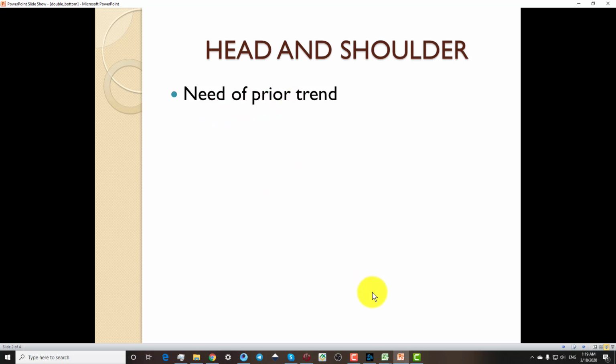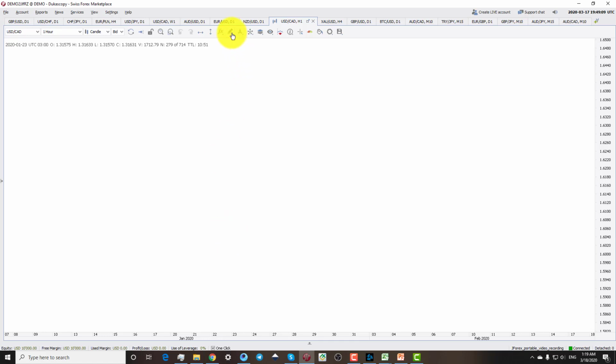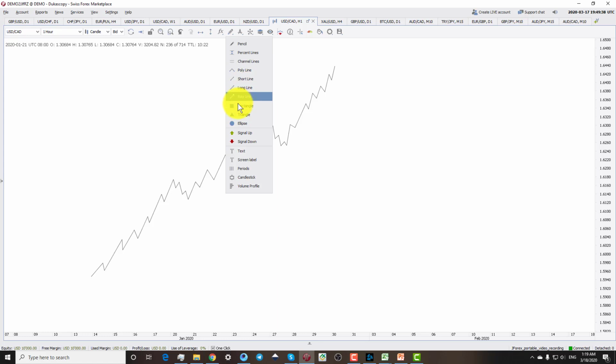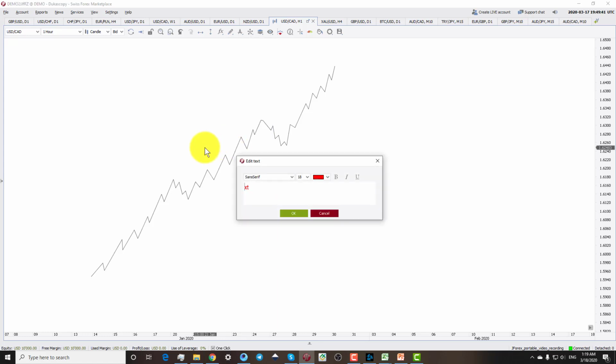There is a need of a prior trend, so I will draw it here. Now if I say uptrend, it means higher high, higher low. Okay, so this is a trend, friends. We have seen this is a trend, an established trend, so we will write it as established trend.